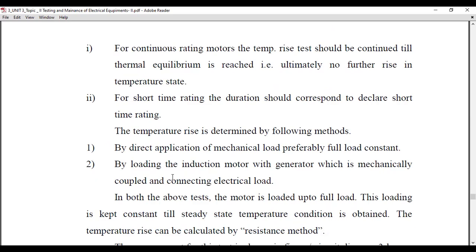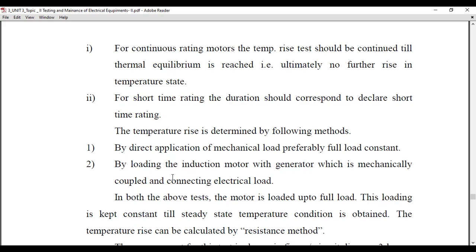Here you can see that obviously we need to test the induction motor, and we are going to consider the factor of temperature rise. Means we need to deal with the temperature. For continuous rating motors, the temperature rise test should be continued till its thermal equilibrium is reached, means its final value is reached. That is, ultimately no further rise in temperature.